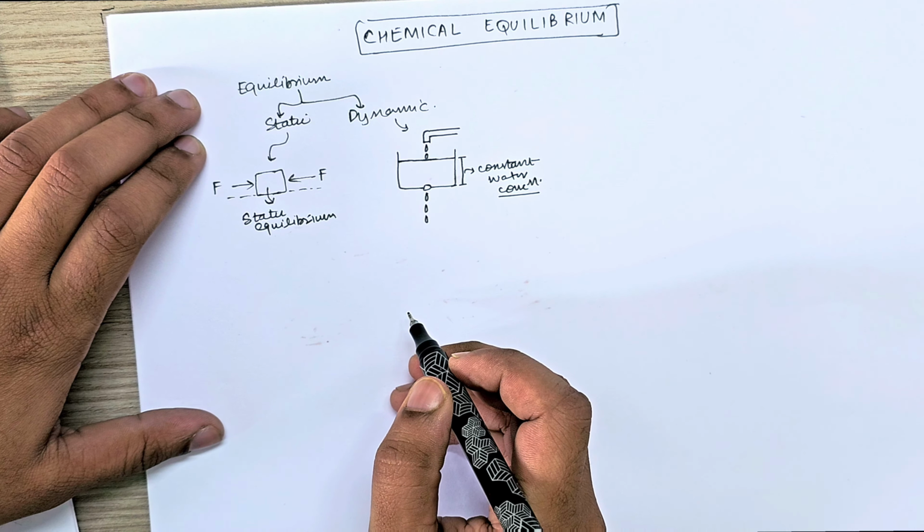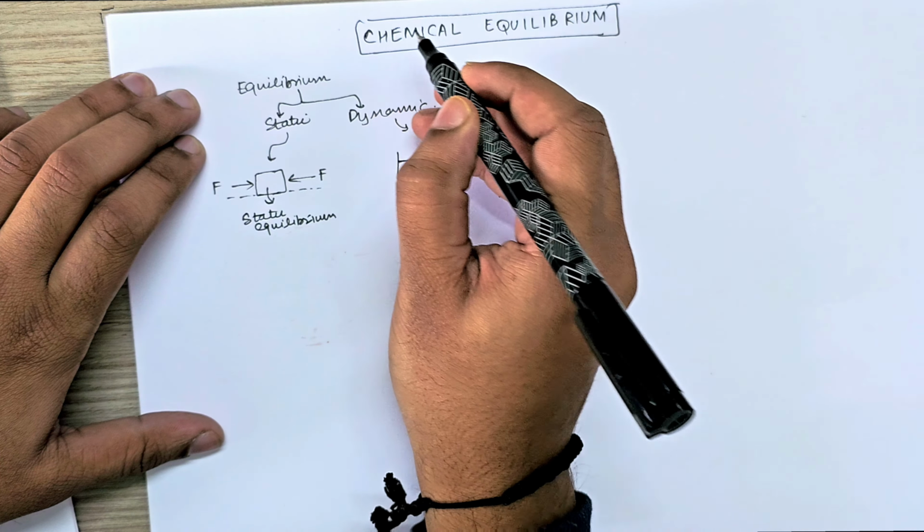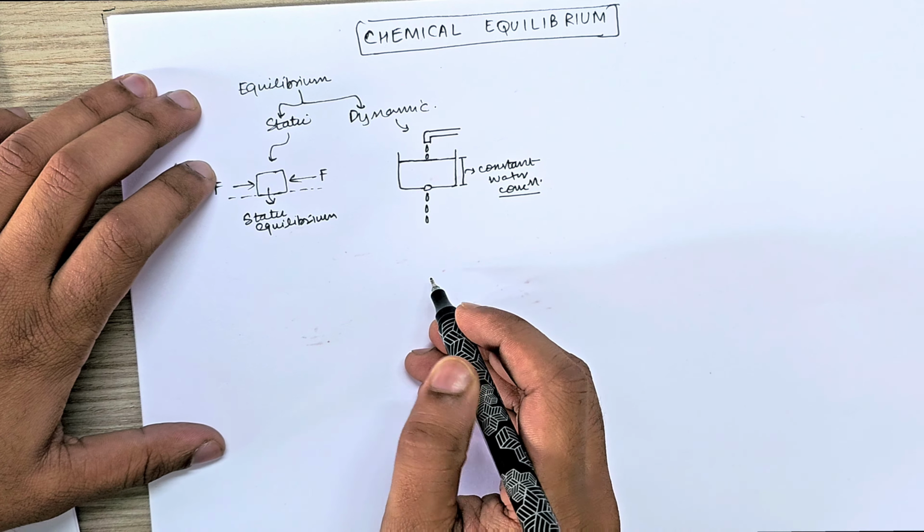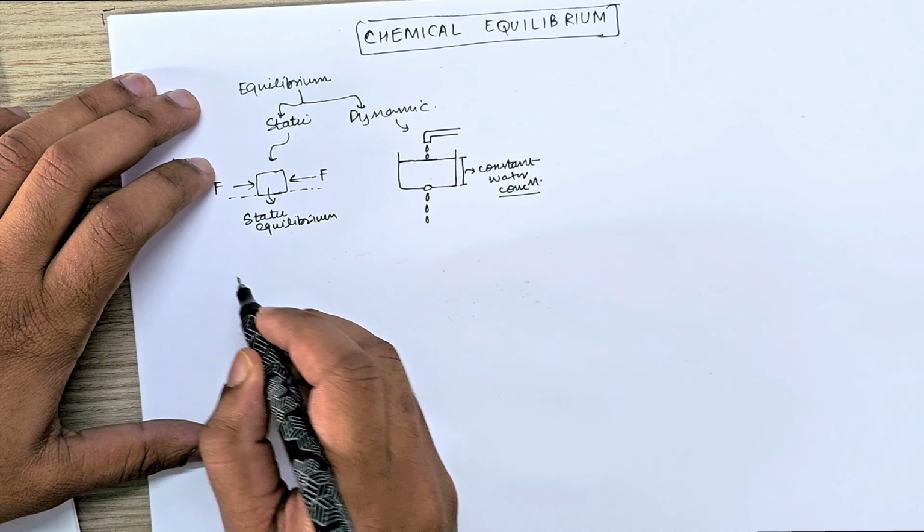So in chemical reactions, basically you are studying the dynamic equilibrium. Let us start with the equilibrium and dive into the concepts deep.